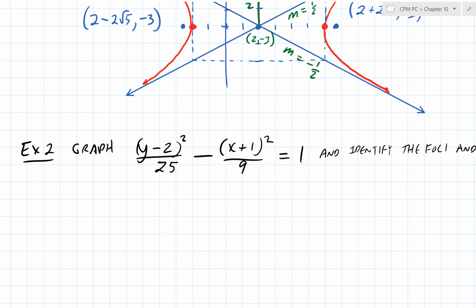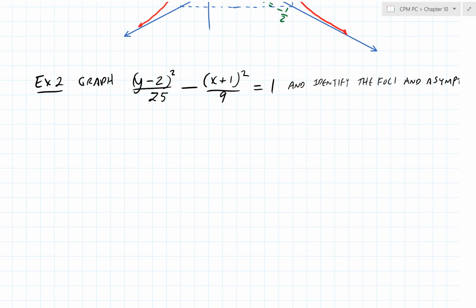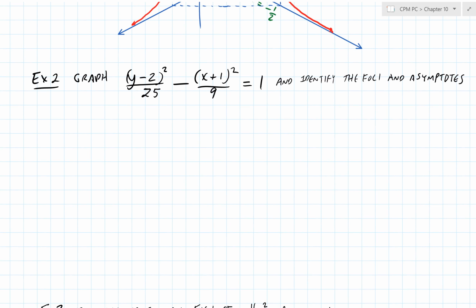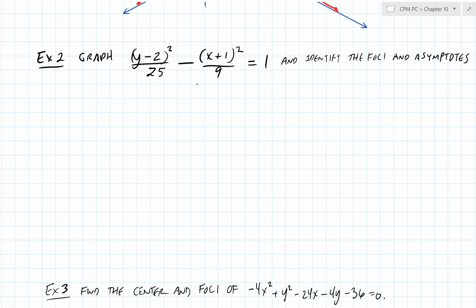Okay, so I'd like you to go ahead and try this one. Oh, wait. 5 over 3. Oh, and negative 5. Okay, so our center is at (-1, 2).